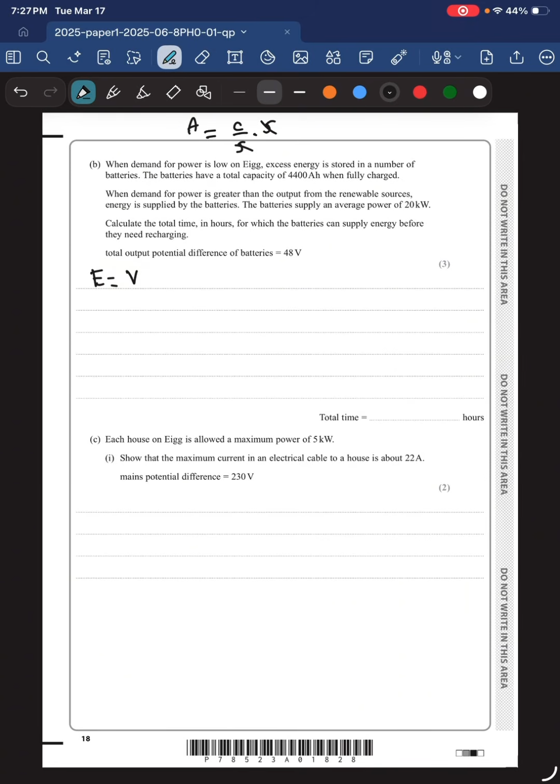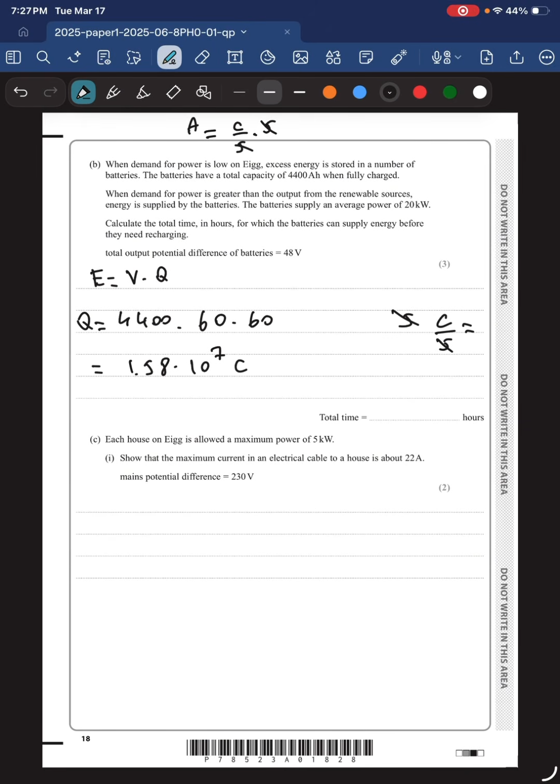Recall that energy is voltage times charge. Now the charge is 4,400 amps, which is coulombs per second. Actually, okay, let's do it like this. So let's put coulombs per second here, and then hours, and hours can be converted into seconds. So 1 hour is 60 minutes times 60 seconds in a minute. So we have seconds here. So the charge is 1.58 times 10 to the 7 coulombs.